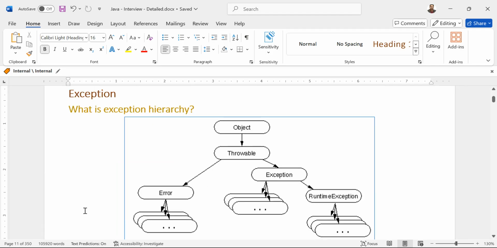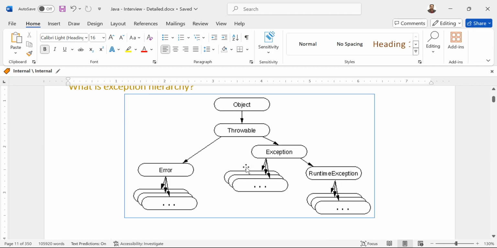On the topmost level, of course, we know that there is the Object class, and then the Object class has a subclass called the Throwable class, and this is where all your exception handling and exception hierarchy starts. The Throwable class has a couple of subclasses. One subclass is Error and its subclasses, then the Exception class and its subclasses.